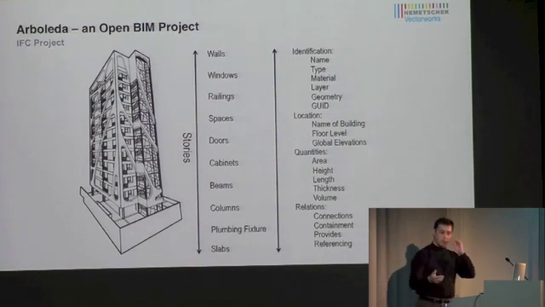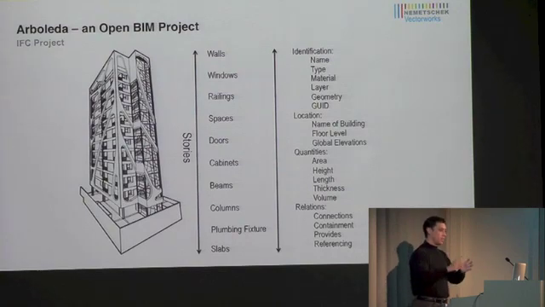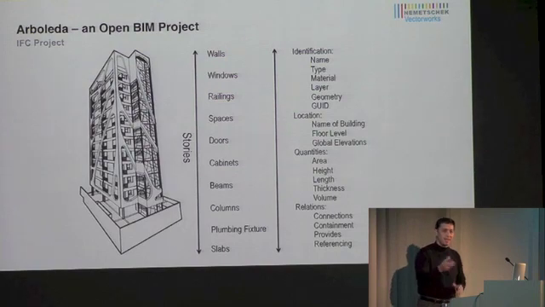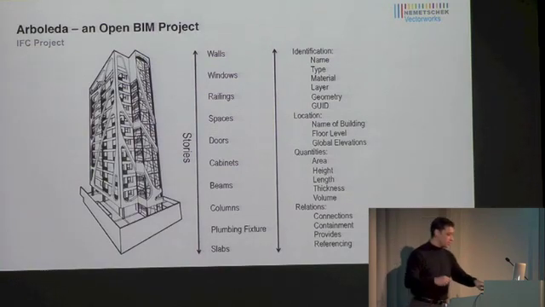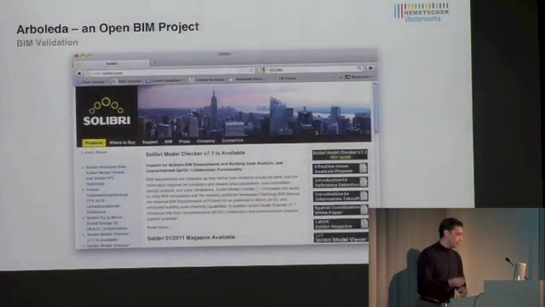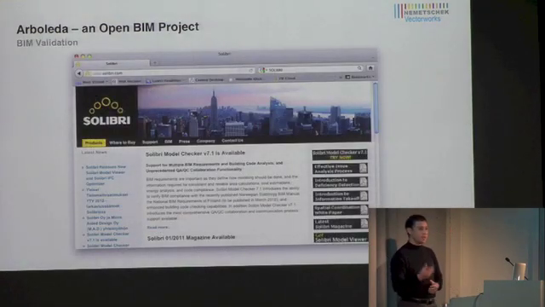The IFC, just so you understand, is made out of stories. Each one of the stories contains walls, windows, railings, objects. But each one of the objects has an identification. It knows its location, and it has information like quantity, area, height, length, thickness, volume, and relationships, because it knows where it's connected to. And I need to know all that information, because now I'm going to use Solibri.